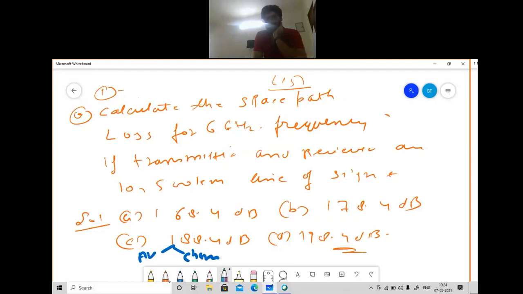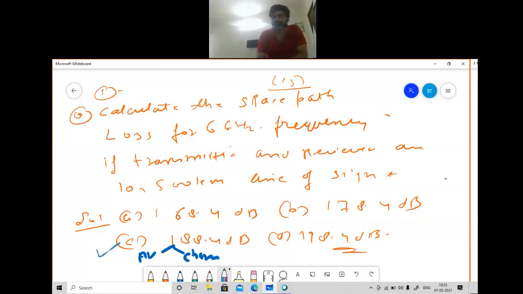Anybody else? You have to just substitute into the formula, we will get the answer. Nothing else we have to do. So I'll tell you the correct answer. Only two have replied with the correct answer. The correct answer is option C, 188.4. We just substitute into the formula and you will get the value.